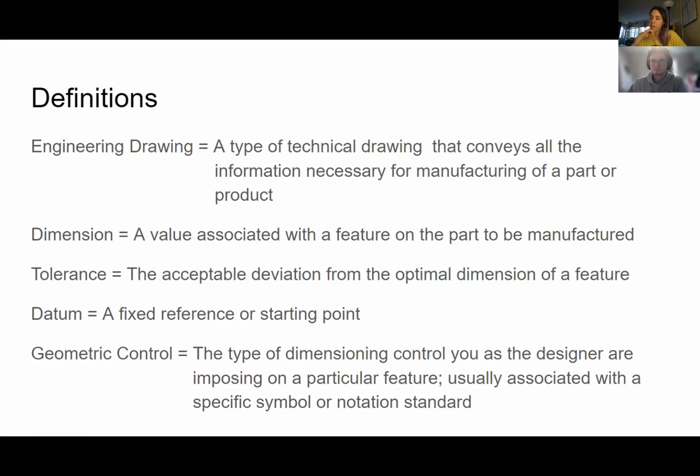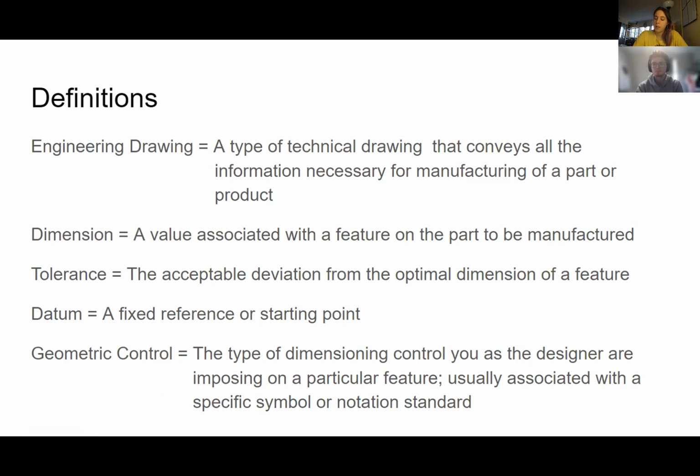So the dimension is the value itself that's associated with a certain feature. And a tolerance is the accepted deviation from that dimension. So how much you're allowed to be inaccurate, because it's impossible to manufacture anything perfectly.